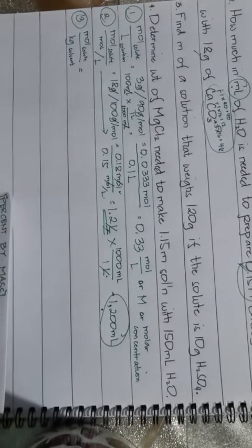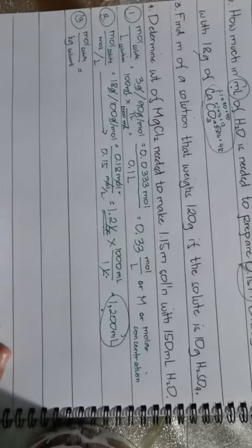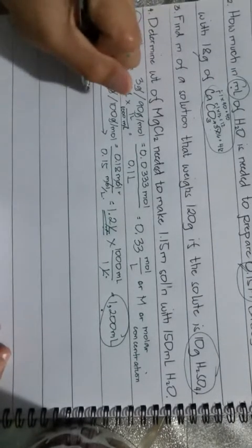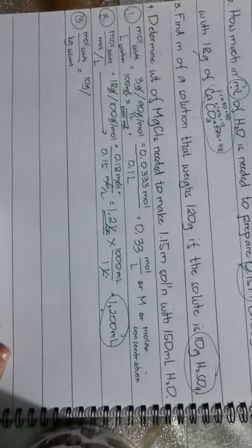So, una, the numerator muna. We have to find first our numerator. So, numerator is mole of solute. In number 3, ang ating solute ay H2SO4. At ang weight niya ay 10 grams. So, 10 grams divided by the molecular weight of H2SO4.